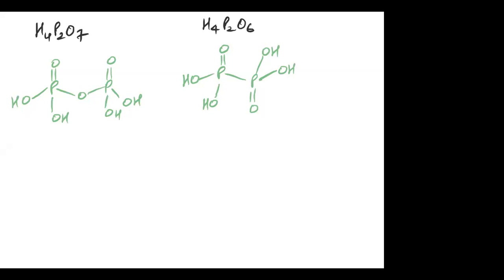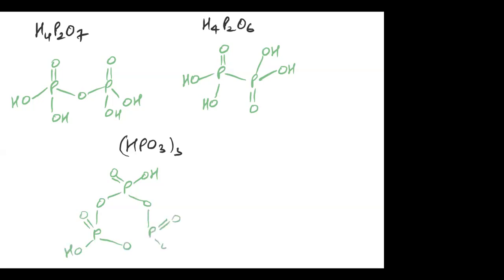Similarly, another may be, let's say, HPO3 whole thrice. So it is cyclic metaphosphoric acid. So it is P double bond O and let's say OH. It is O and O. It is double bond O and OH here. It is O. It may be double bond O and OH here. And this is going to be the structure.